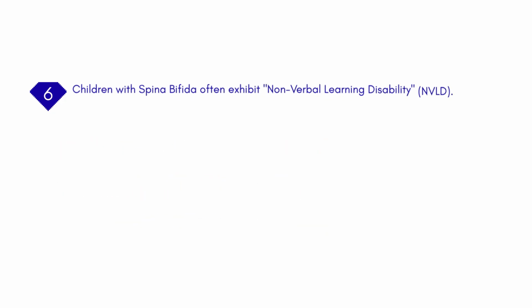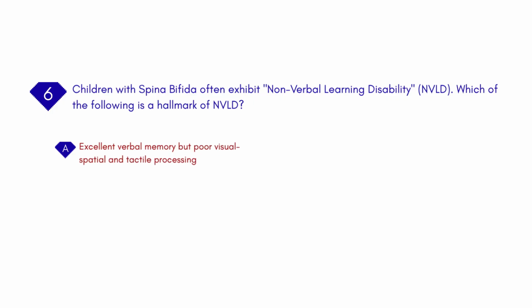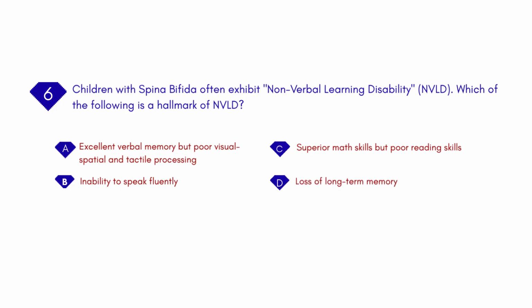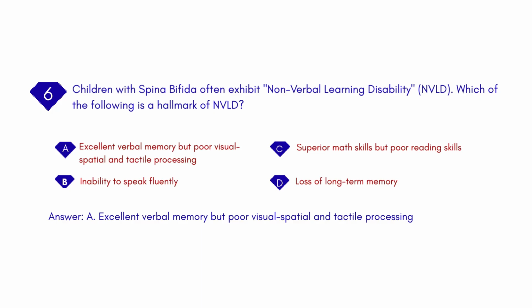Children with spina bifida often exhibit nonverbal learning disability, NVLD. Which of the following is a hallmark of NVLD? A. Excellent verbal memory but poor visual spatial and tactile processing. B. Inability to speak fluently. C. Superior math skills but poor reading skills. D. Loss of long-term memory. Answer, A. Excellent verbal memory but poor visual spatial and tactile processing.